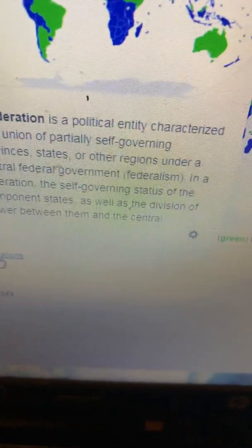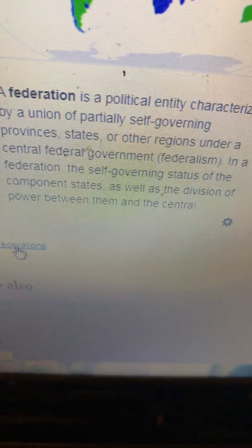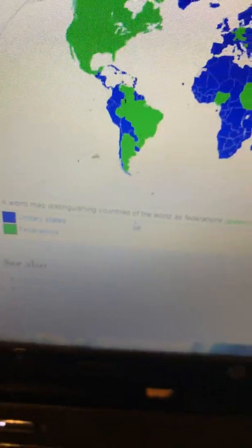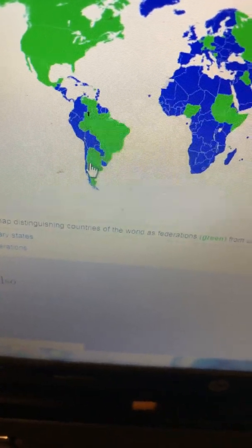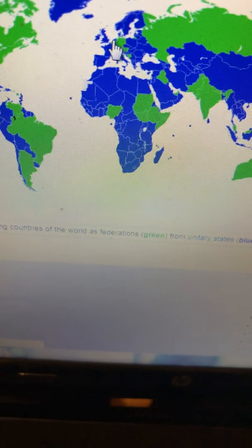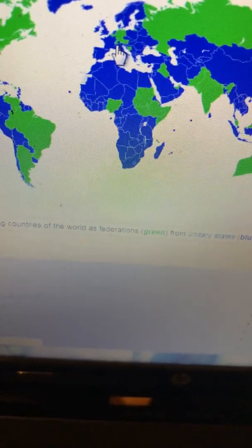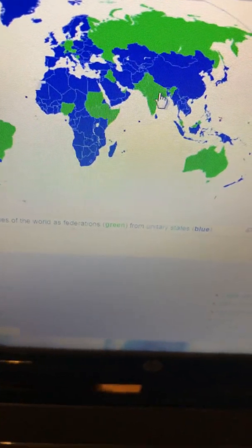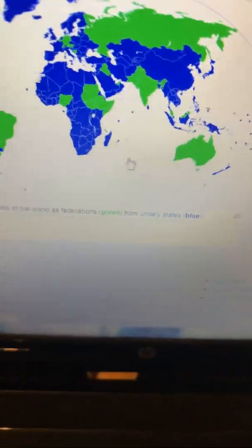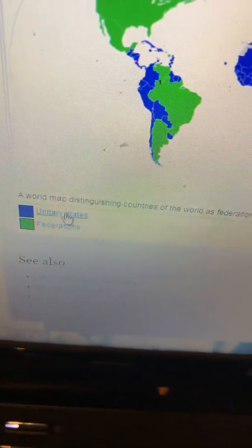A federation is a political entity characterized by a union of partially self-governing provinces, states, or other regions under a central federal government. It's like Canada, United States, Mexico, Brazil, Argentina. In Europe, only Belgium, Germany, Switzerland, Austria, Russia. In India, Malaysia, Australia. The unitary states.